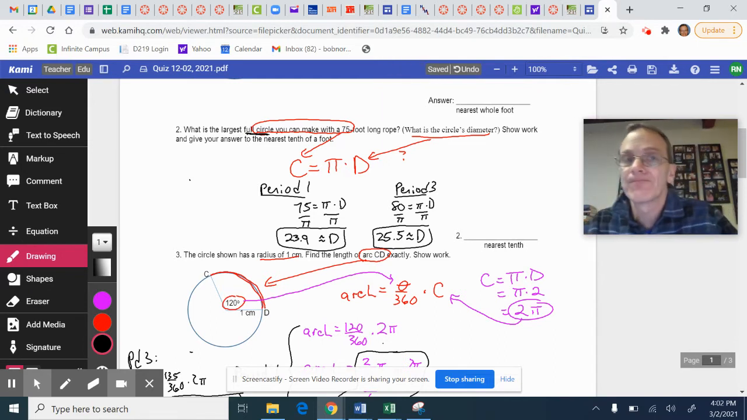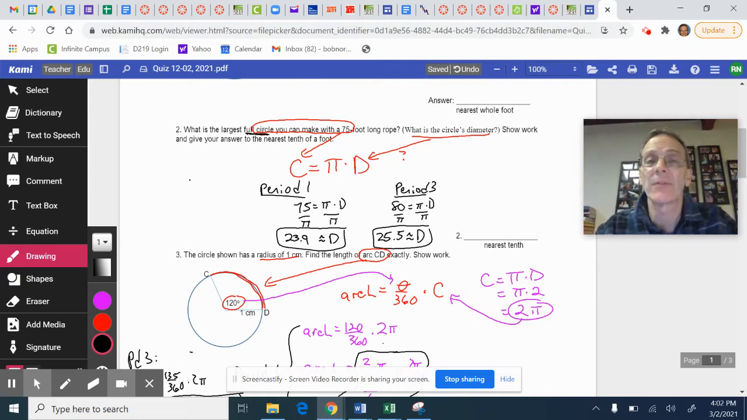And most of the people who got this wrong did not write down the formula, as I've been urging you both in class and in my video. Start by writing down the formula. Okay, the 75 goes in for the circumference.